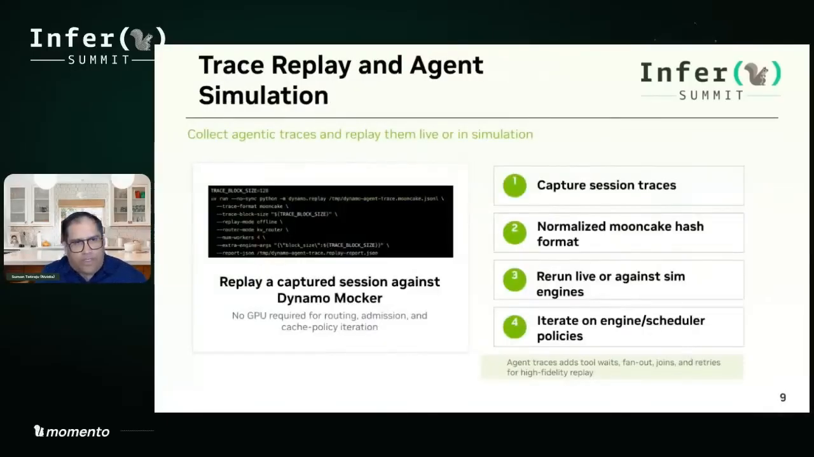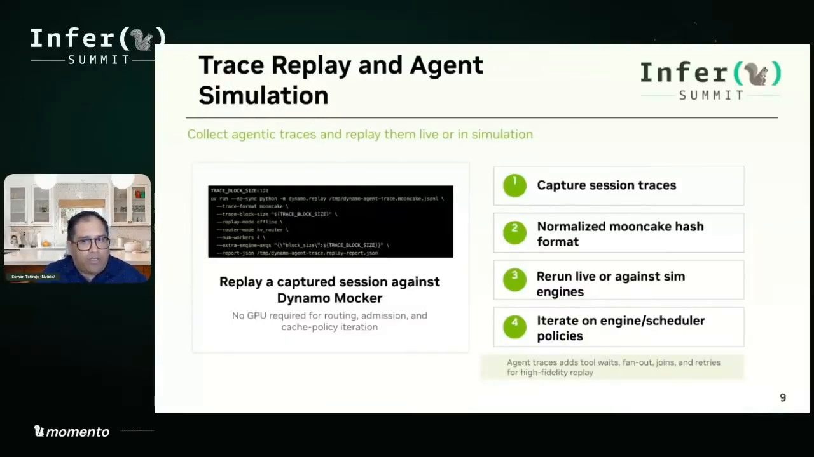Now, what do we do with this? Now that we have generated traces, this is where we run this iteration about how we change routing policies or scheduling techniques. And instead of having to use GPUs, Dynamo has something called the Dynamo Mocker, which simulates the LLM and SGLang scheduler and also cache management. So instead of using your precious GPU, once you have captured your traces, you can now replay.